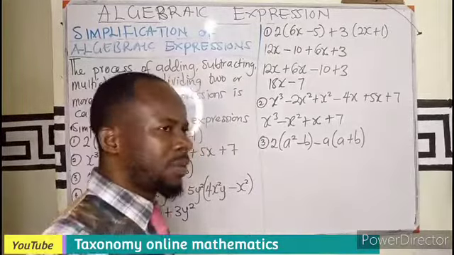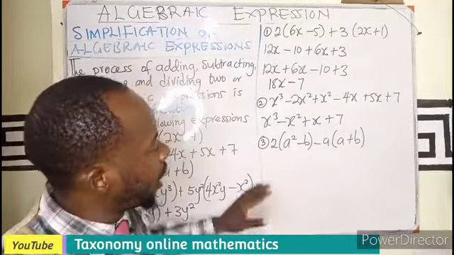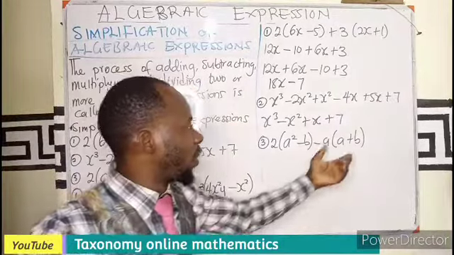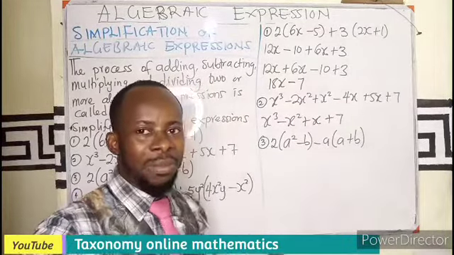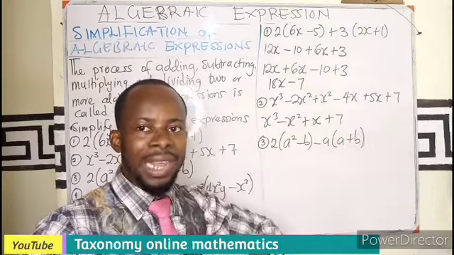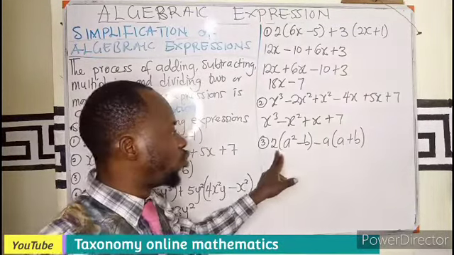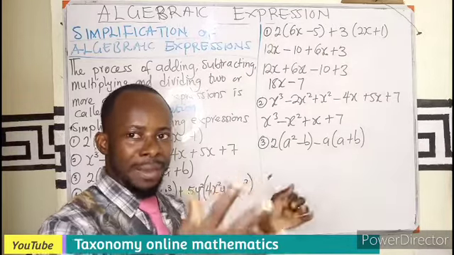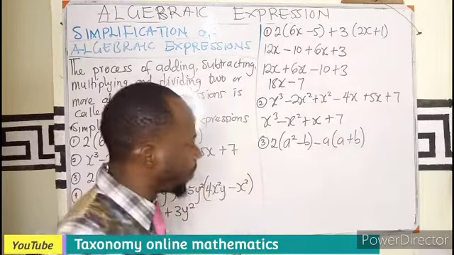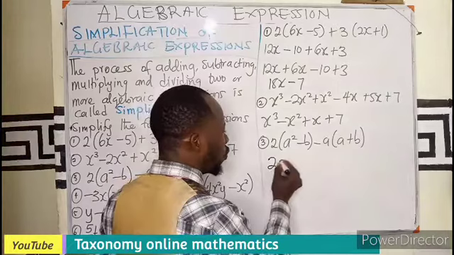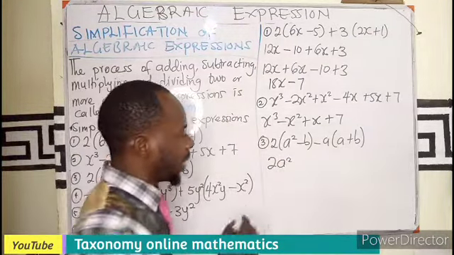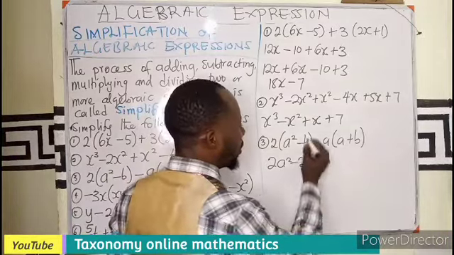Looking at this, we still have a bracket, meaning we need to expand that bracket to remove the bracket. So we are going to use any term outside the bracket to multiply each of the terms inside the bracket. So this is going to be 2 times a squared. 2 is the coefficient, so they come together to mean a single term. That means I have 2a squared, 2 times minus b, giving minus 2b.